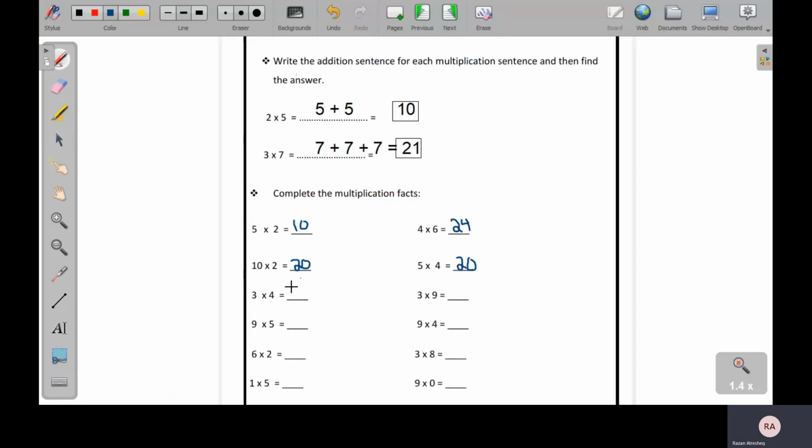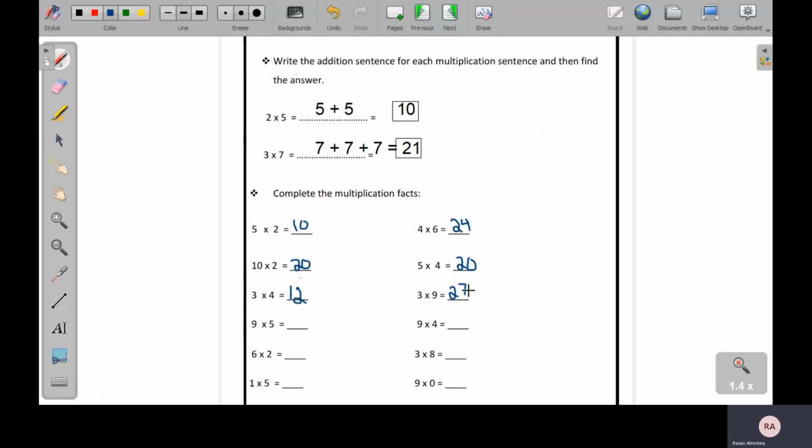Here, 3 multiplied by 4 gives me 12. If you know the 3 times table or the 4 times table, they both give you the same answer because they're commutative. 3 times 9 here, what you can do is, because 9 is a big number, either you memorize the 3 times table or you can add 9 three different times. Here, I know that it's going to give me 27.